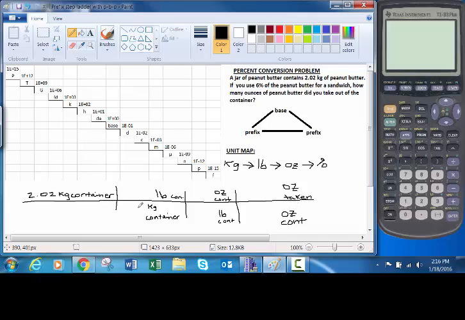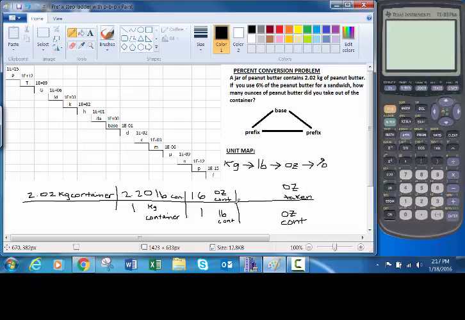One of the equalities that we memorized was the equality for kilogram and pound. And we know that in 1 kilogram there are 2.20 pounds. One of the other equalities or conversion factors that we can look up is the relationship between pound and ounce. And there are 16 ounces in 1 pound.